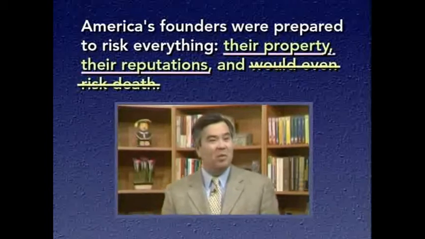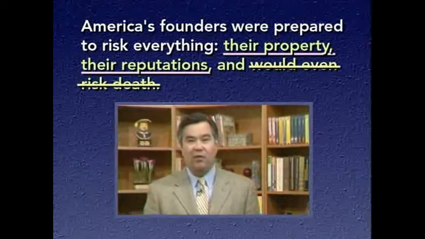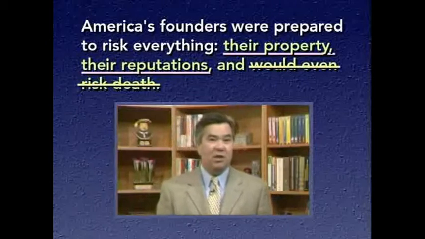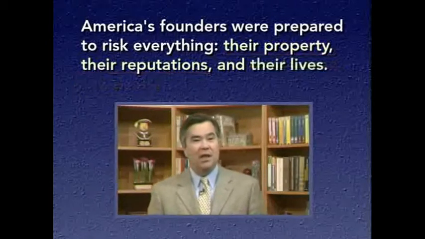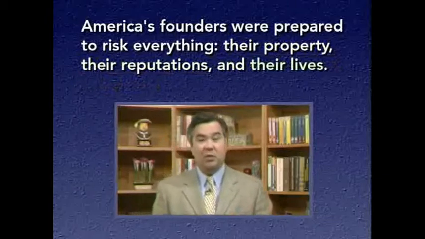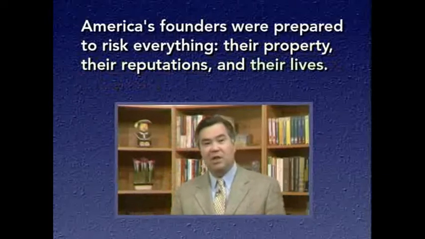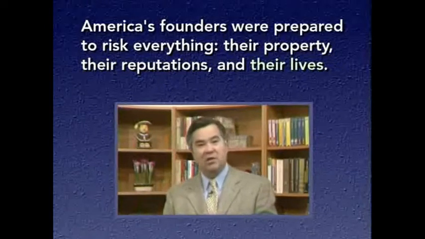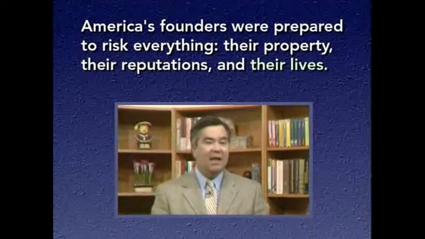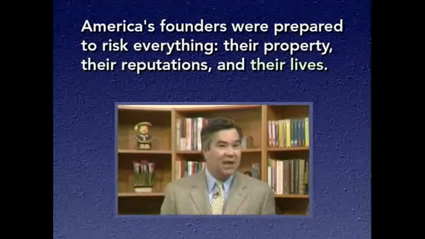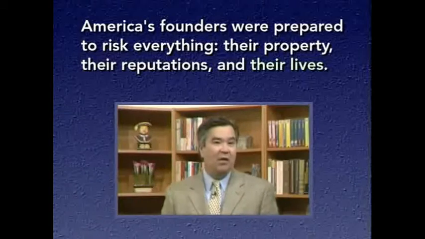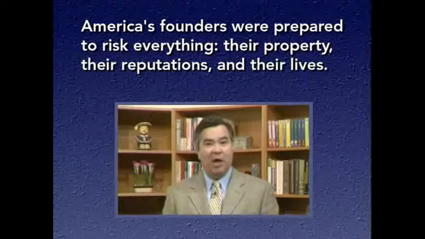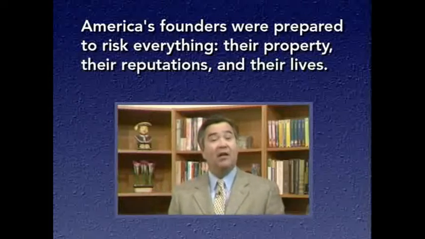Instead, that third item should be changed to match the other 2 in grammatical form. Since the first 2 items read their property, their reputations, the third item should read their lives. After all, that's what's being risked: their property, their reputations, and their lives. Notice that we have to change it from death to lives to make it parallel both in meaning and in grammatical form. So the correct sentence following the principle of parallelism ought to read, America's founders were prepared to risk everything: their property, their reputations, and their lives.